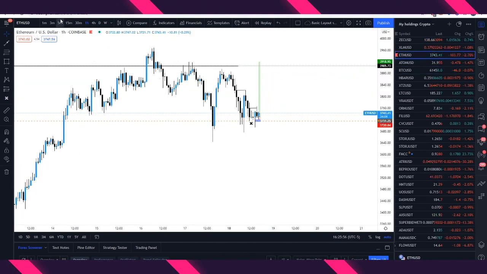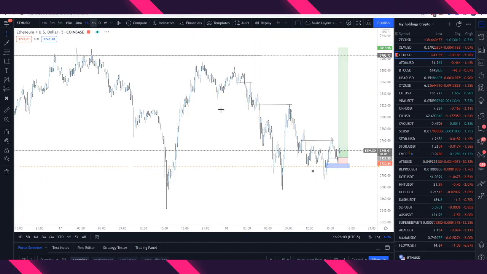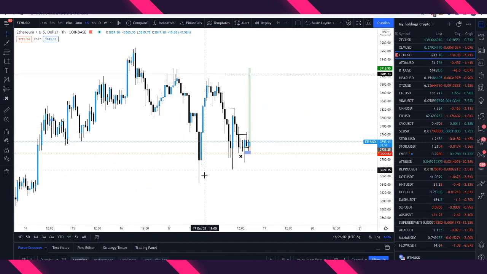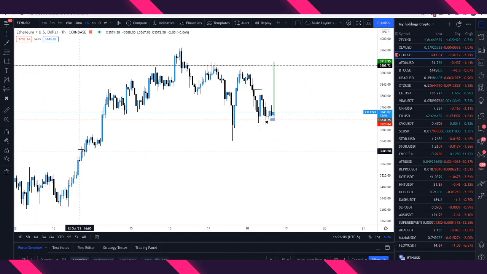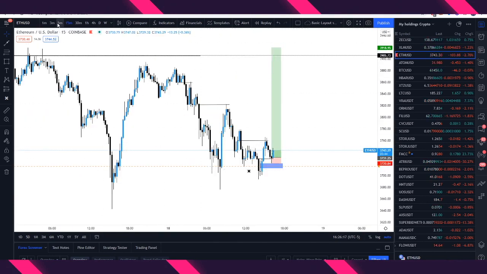So I'm liking what I see over here on Ethereum. You have that same move that comes in, fills in all the imbalance right here. So all of this is pretty efficient. And we came in, we filled it in, and we pushed higher. We came back in, filled the imbalance on lower time frames.